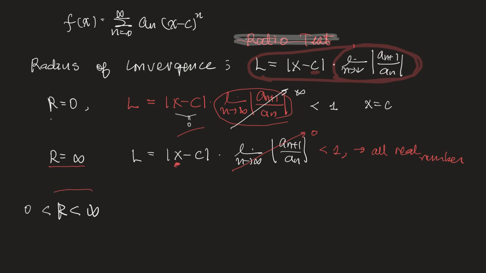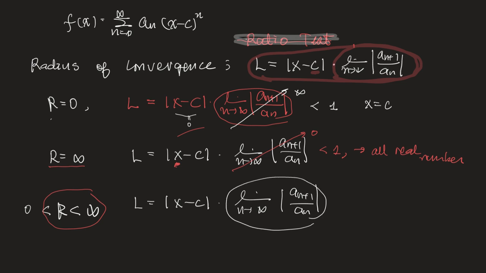This last case is the very popular one. Let's say L is x minus c times the limit as n approaches infinity of an plus 1 over an. The limit exists. So this might be a, and it should be less than 1. So we find the radius of convergence is 1 over a. So this one is the radius of convergence. That's how I summarize how to figure out the radius of convergence for an infinite power series.